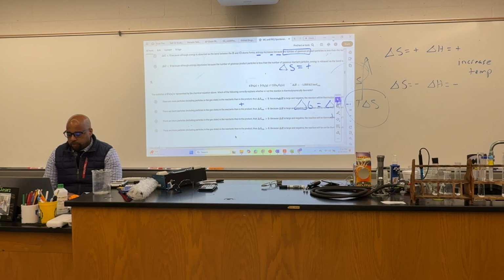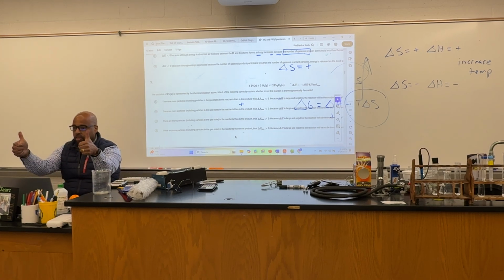This one looks like it could be fair game. We've got the oxidation of a solid. It's represented by the chemical equation above. Which of the following correctly explains whether or not the reaction is thermodynamically favorable? So they give me my delta H is negative. Thumbs up. Looks good, right?